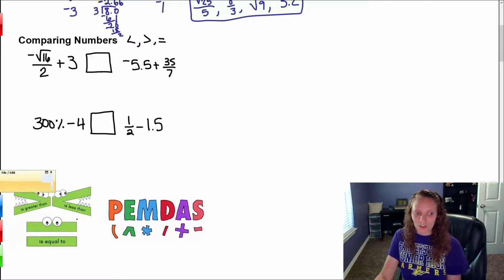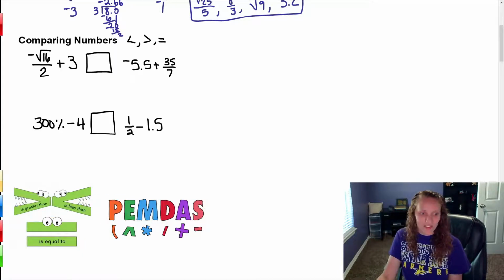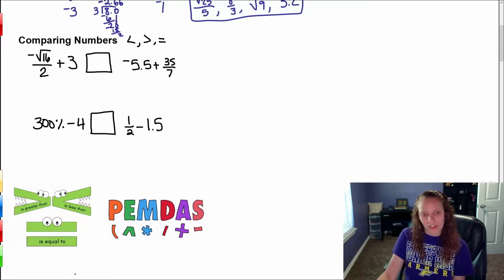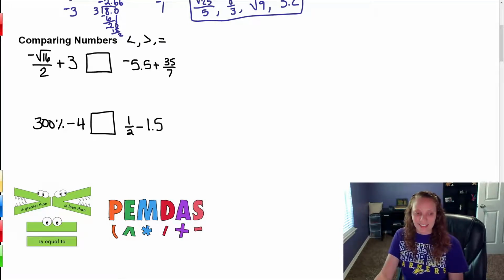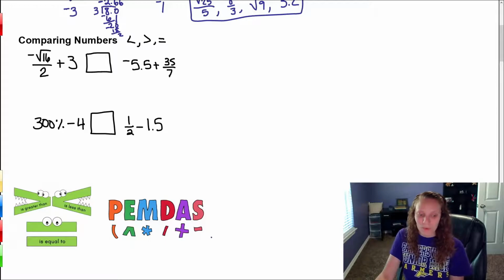Now, y'all have probably heard of the alligator. The alligator eats the greater number. So if it's facing towards the left, that number would be greater than the other side. Or if it's facing towards the right, the left side is less than the right side, or equal to.